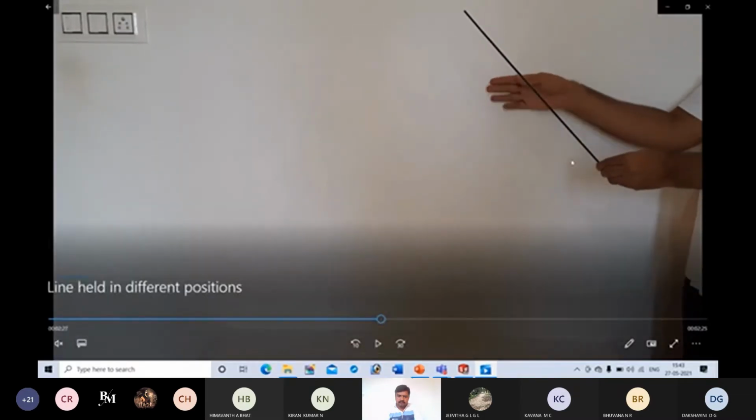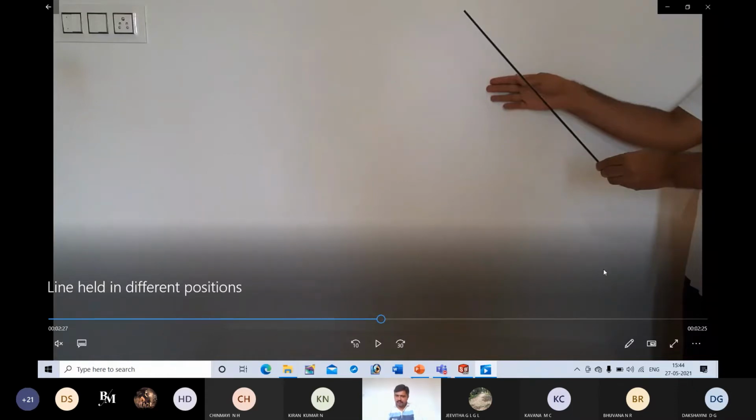Next, this is one more position. A line is parallel to one plane and inclined to the other. In this case, the line is parallel to VP, the vertical plane, whereas it makes some inclination with HP. Again, since it is parallel to VP, the view on VP will have true length and will be a line. If you look from top, you can project this point like this, since the projector is a vertical line, and another point like this.